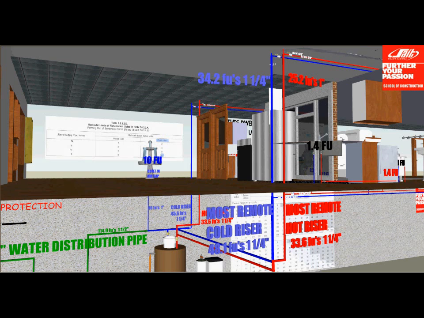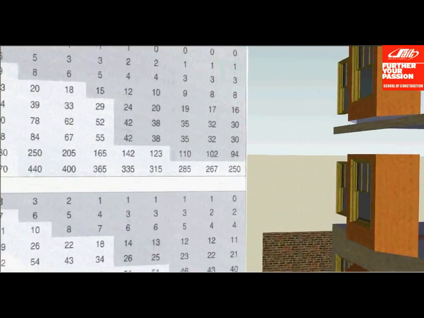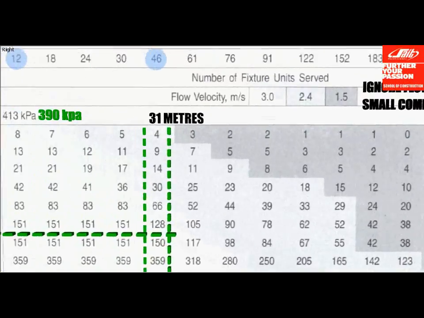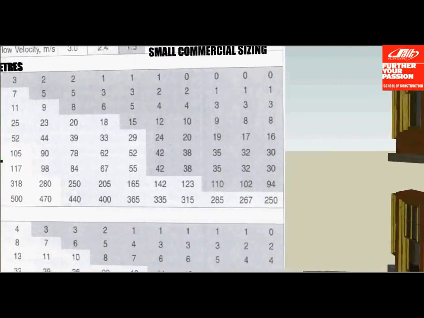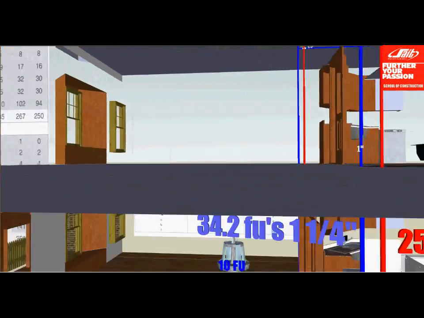Notice how the cold has a heavier fixture unit load as there are more cold fixtures on each story, including the hose bib on the first story. Both the hot and cold risers at their base will be 1.25 inches in size, as they are both within the 30 fixture unit to 66 fixture unit range.